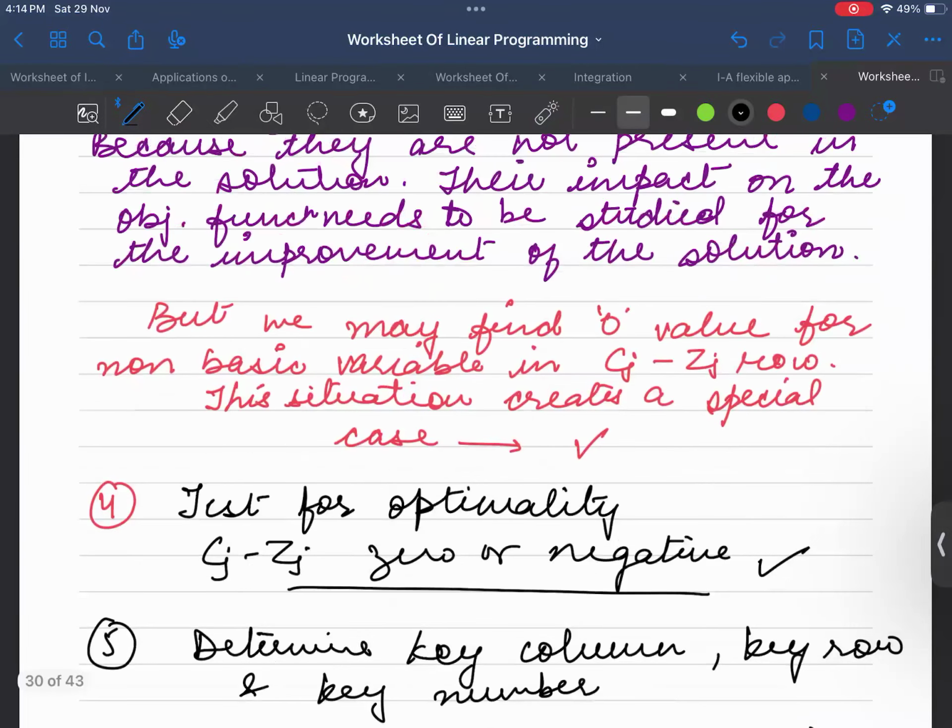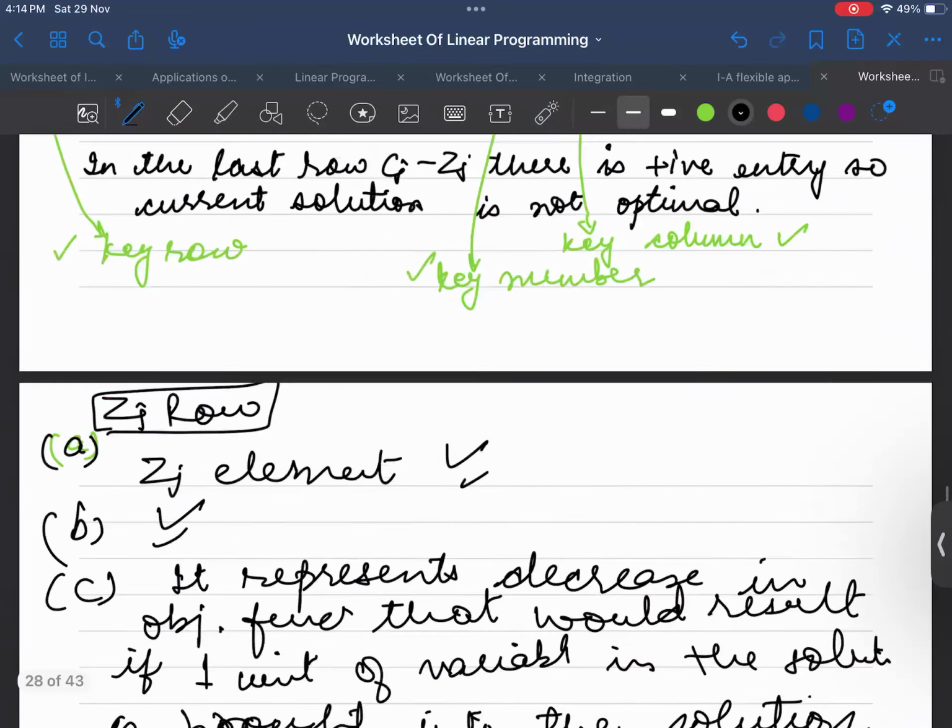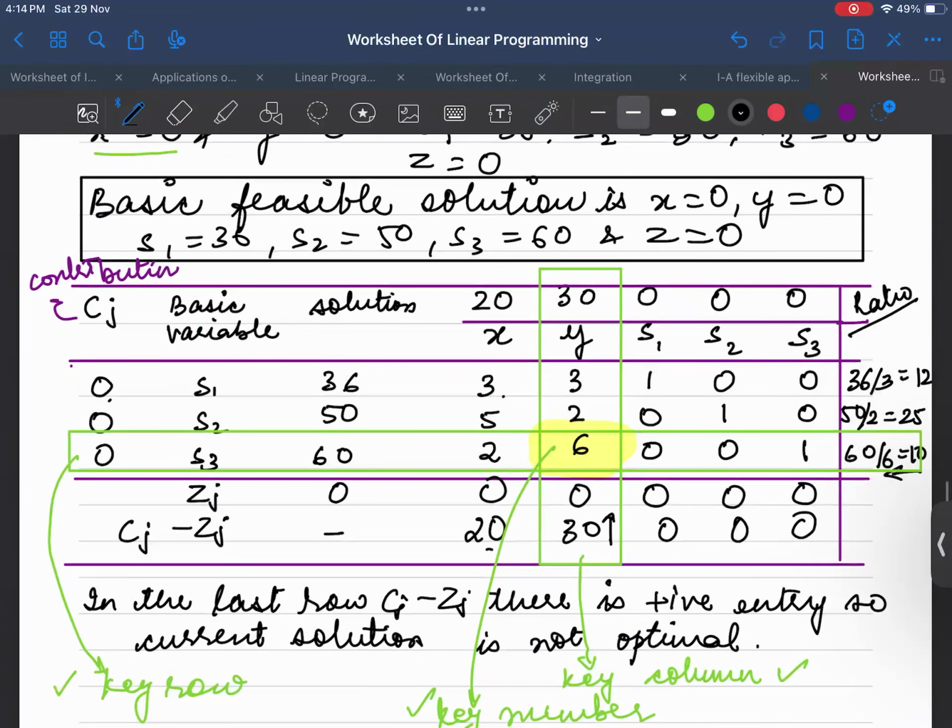And for this case, what is my departing variable? S3. I think it's clear. My S3 is this. S3 is the departing variable. That's why this is my key row.